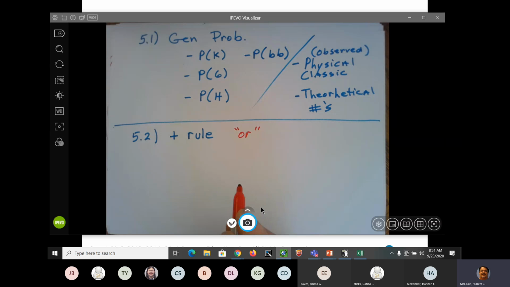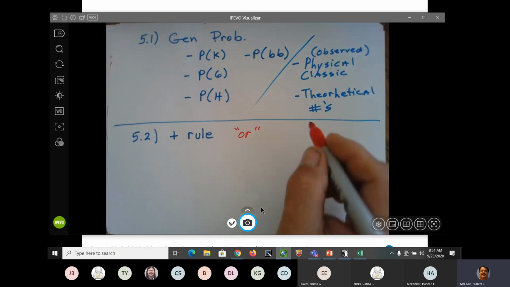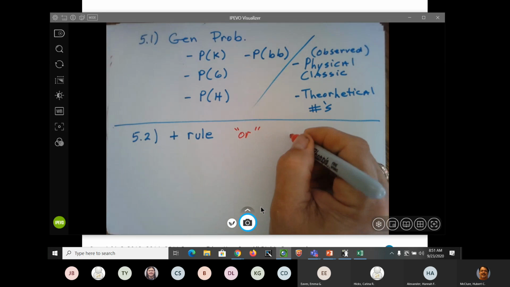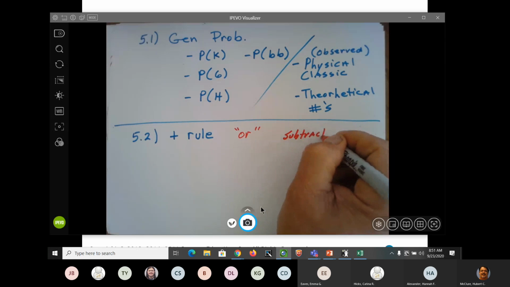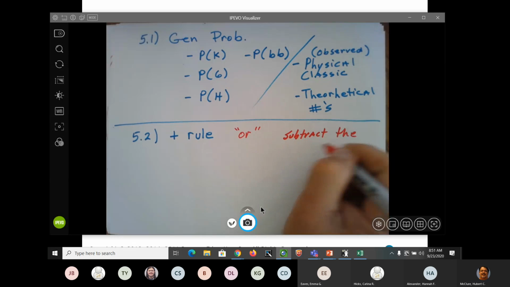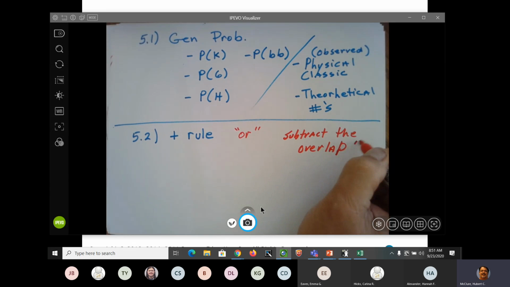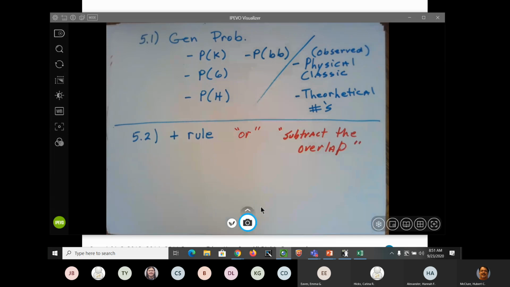What is the probability of O positive or RH negative? That's the additive rule. And you've got to remember that when you use the additive rule, you always have to subtract the overlap. Subtract the overlap. Those are the two rules that you need to remember about the additive law.